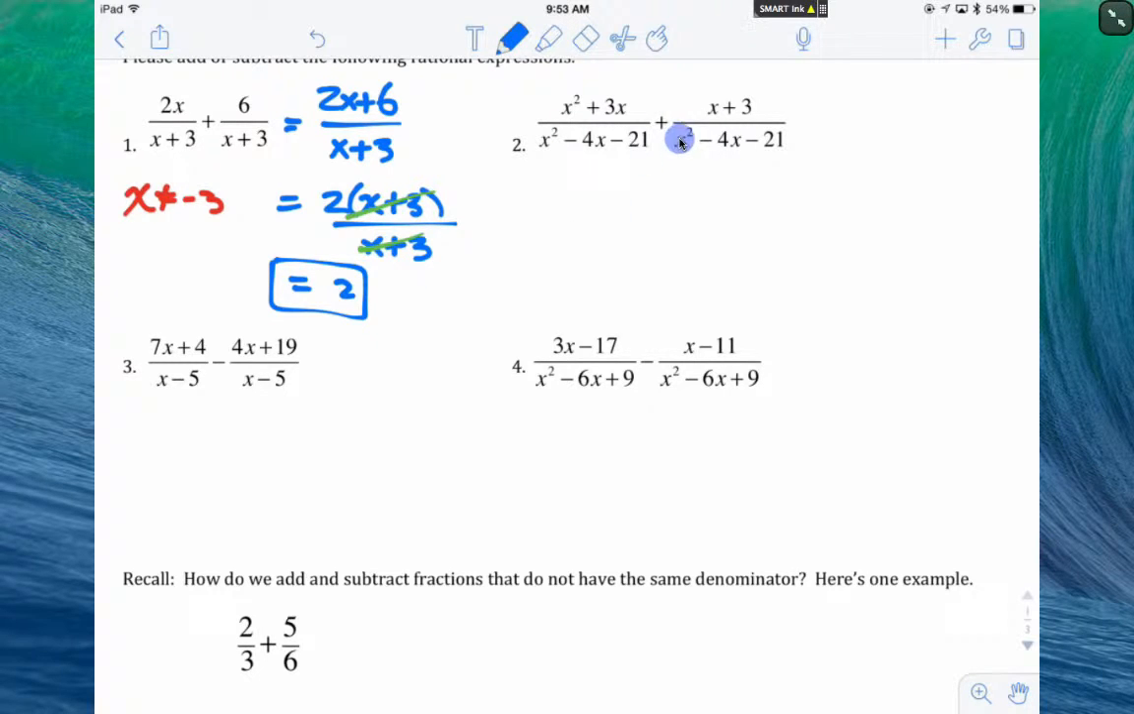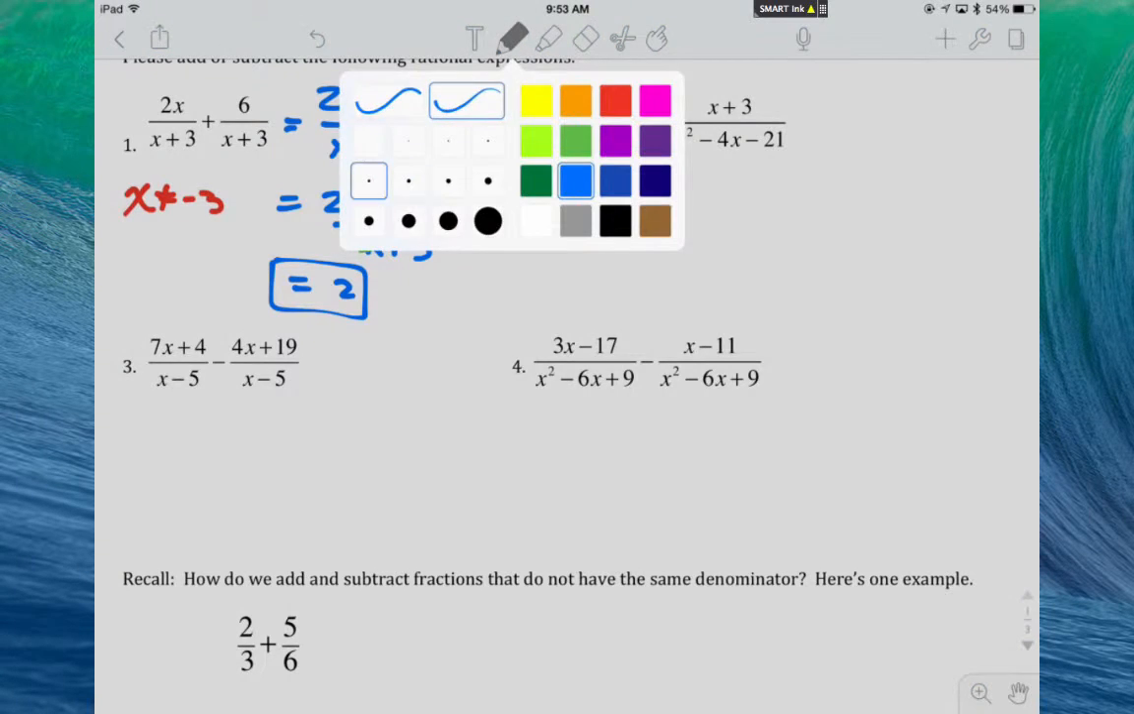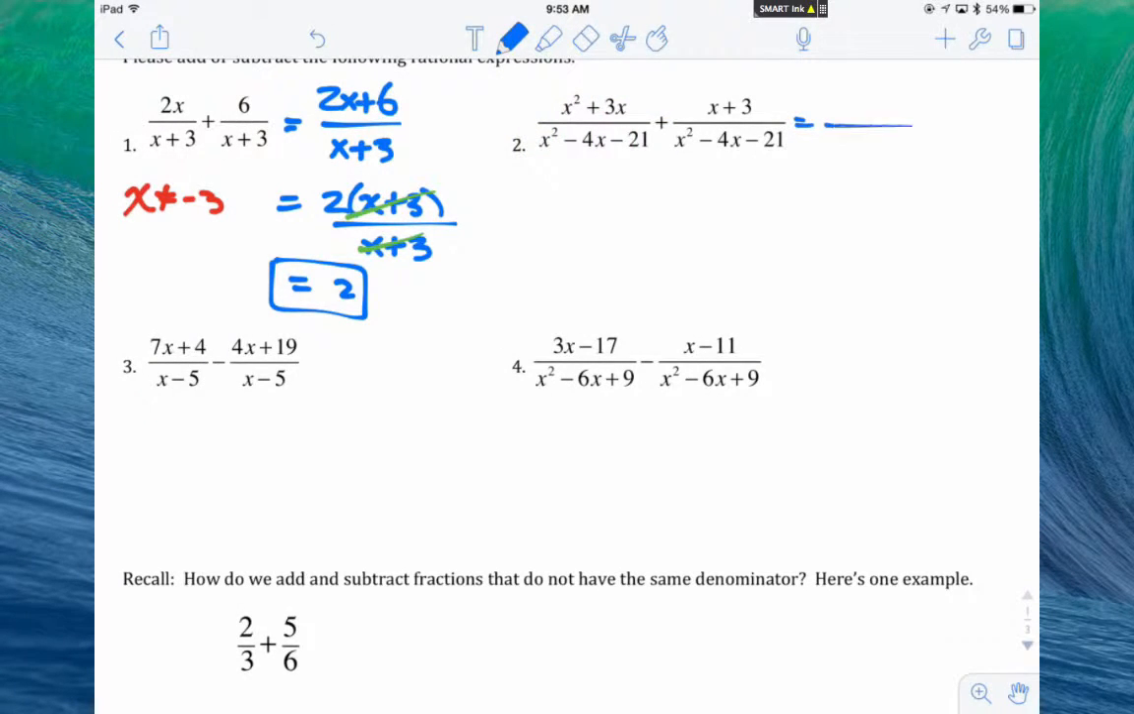Okay, in this next example, we can choose to factor now and find our variable restrictions. I'm just going to go ahead and add now because I know I'm going to factor later. So since our denominators are the same, we have the luxury of adding across our numerators. So we know our denominator would be x squared minus 4x minus 21. And our numerator, when we add these together, I think will just be x squared plus 4x plus 3. But of course, we need to look for simplification opportunities. So let's factor everything real quick.